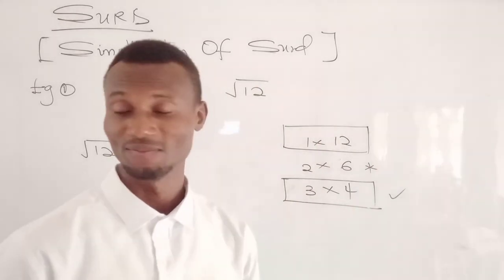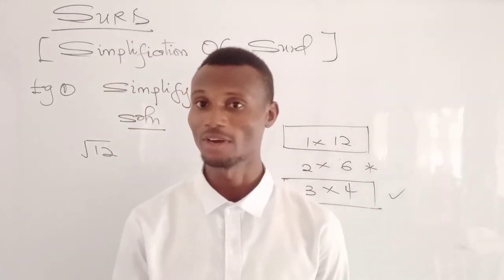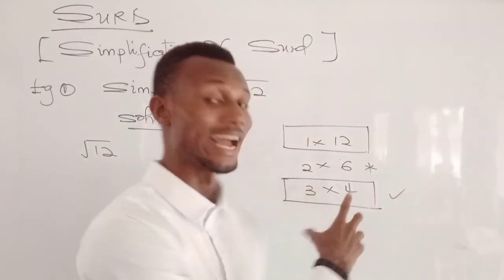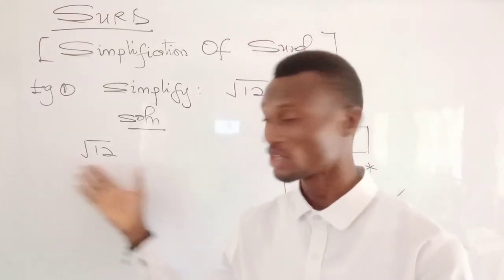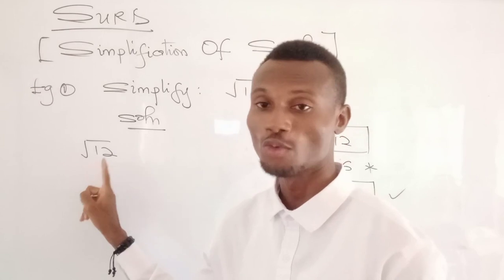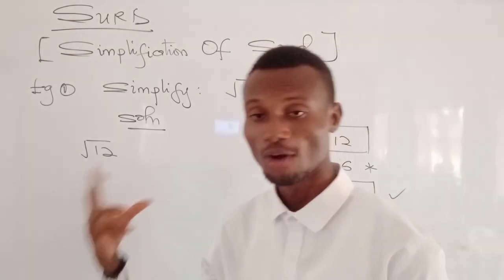I hope the explanation is clear enough. So in place of the 12, we are going to write 3 times 4 there. We are just going to repeat what is here, but when we reach the 12, we are going to replace it with 3 times 4.